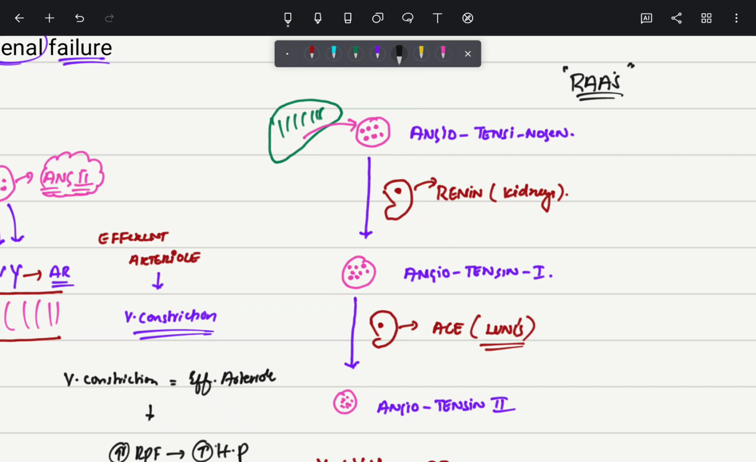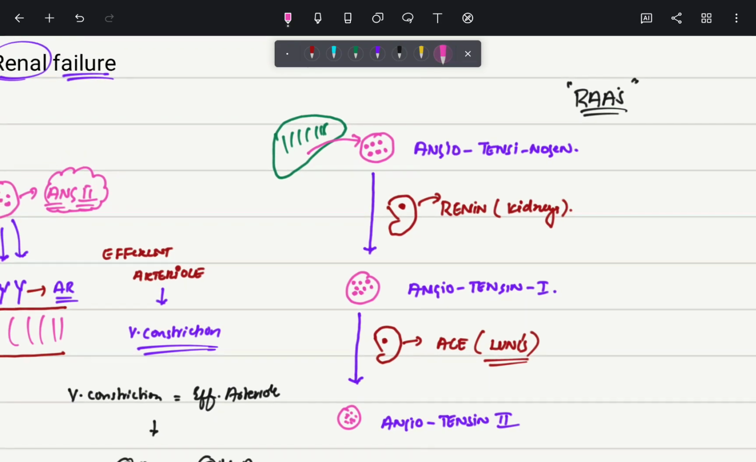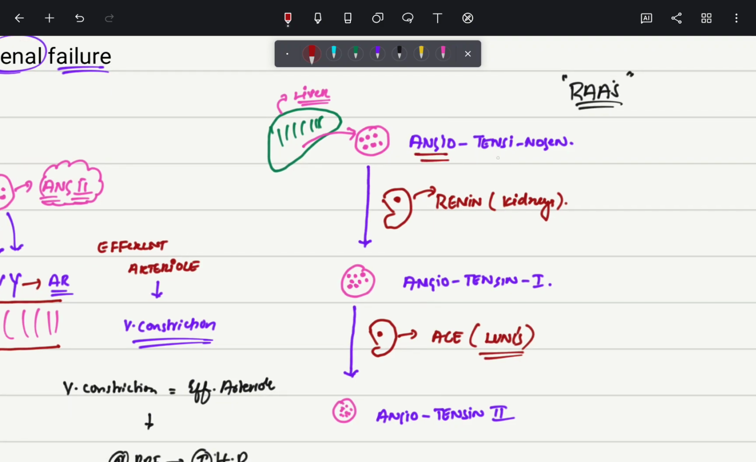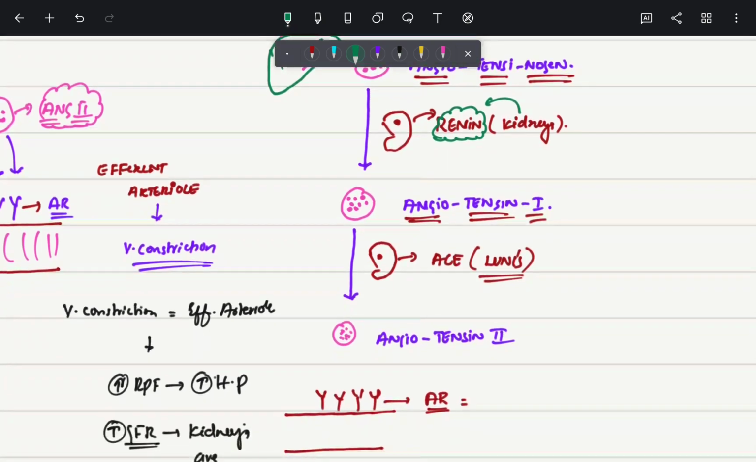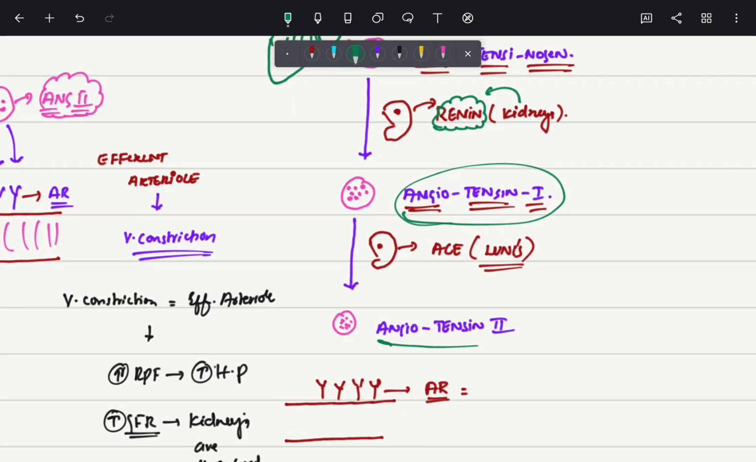Okay, now we have to understand what is happening in the renin angiotensin aldosterone system, or the RAS system. So as you can see here is our liver, and our liver is producing a compound known as angiotensinogen. This angiotensinogen is converted into angiotensin 1 by an enzyme called renin, and this enzyme is secreted by the kidneys. Eventually the angiotensin 1 will get converted into angiotensin 2, and this is by an enzyme called angiotensin converting enzyme, which is produced in the lungs.